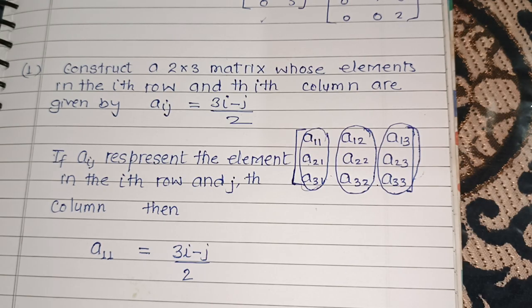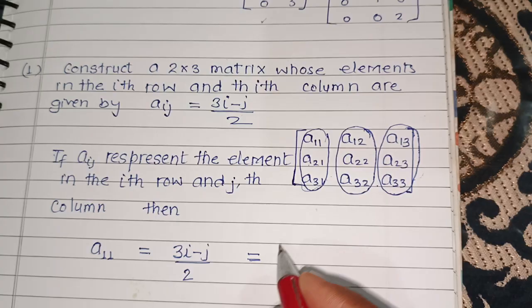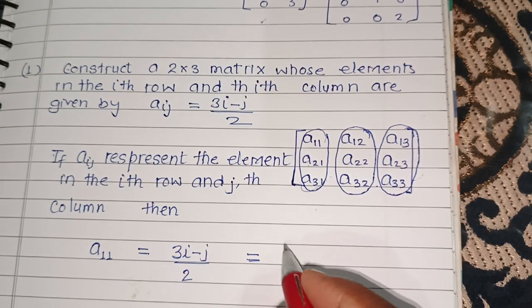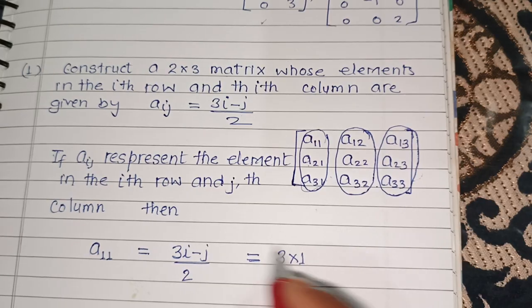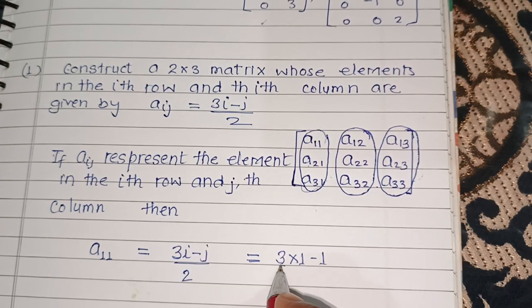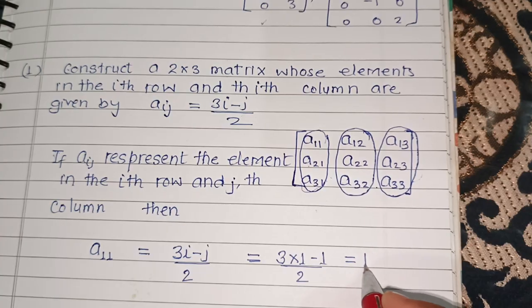So first of all we will find a11. We put i equal to 1, so 3 into 1, and j is also 1, upon 2. So that is 1.